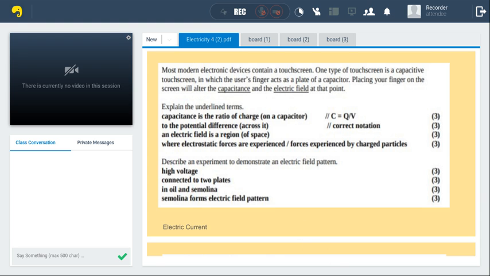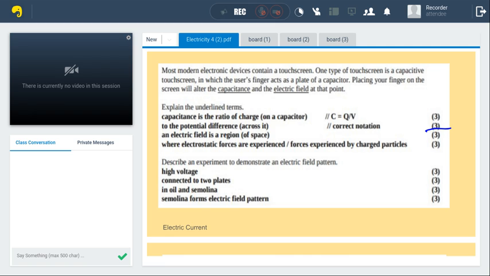Let's talk about the actual answers themselves. So we had to define basically capacitance and electric field. Almost any time you see a definition in the physics exam, it's worth 6 marks. A tree and a tree and a tree and a tree. So capacitance is the ratio of charge in a capacitor to the potential difference across it. Any similar wording to that, and what you're going to get is full marks.